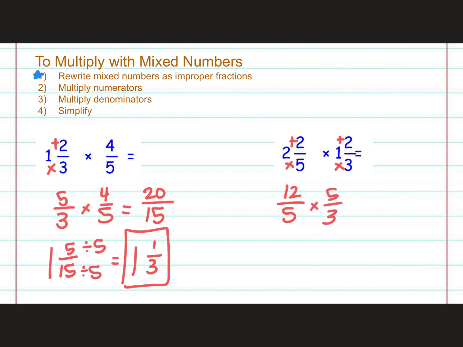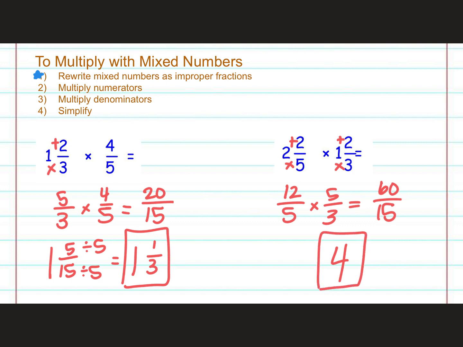And then we're going to multiply. So multiply numerators. 12 times 5 is 60. Multiply the denominators. 5 times 3 is 15. And again, improper fraction, I can't keep it like that, so we're going to turn it into a mixed number. 15 goes into 60 four whole times with nothing left over, so we would just write it as 4.